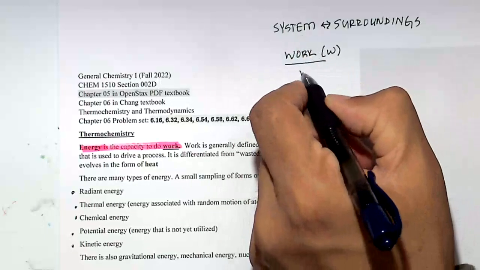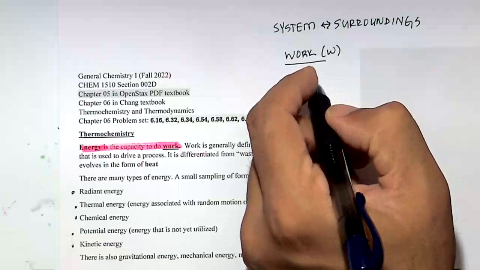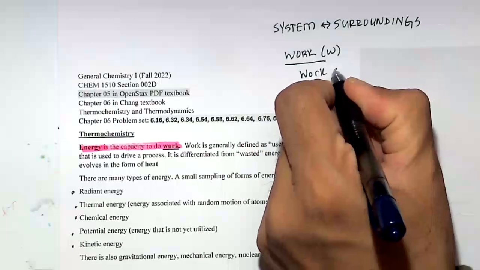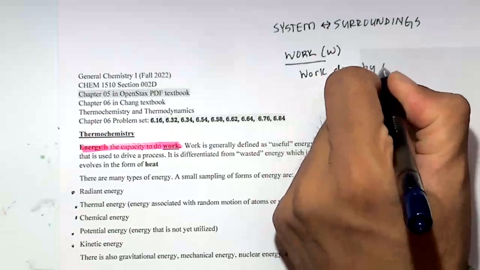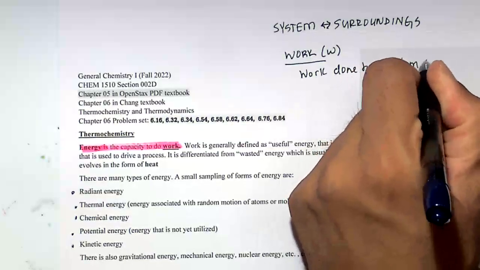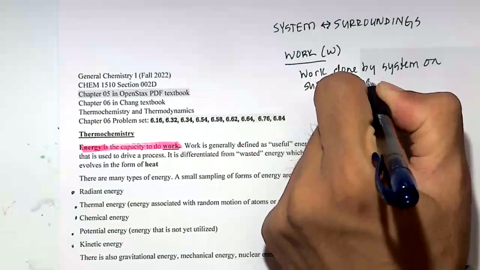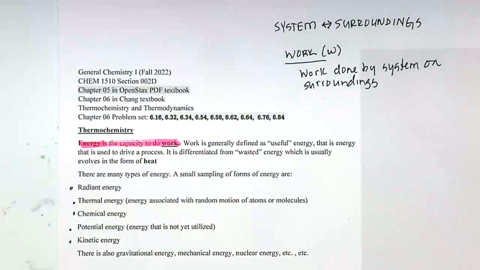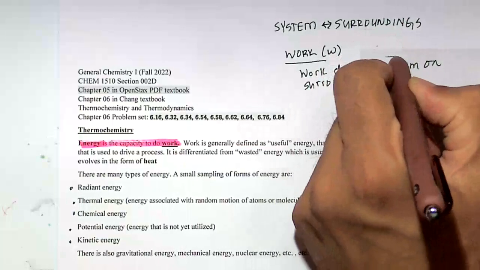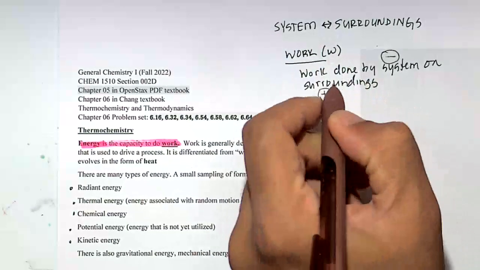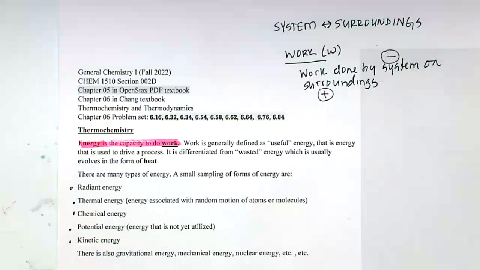So we came up with this skit, it was Gerardo, right? If I'm the system and I do work on the surroundings, work done by system on surroundings, what is the sign of the system? Is it positive or negative? Do you remember this? It's going to be negative. What will be the sign of the surroundings? It's going to be the exact same value but positive.